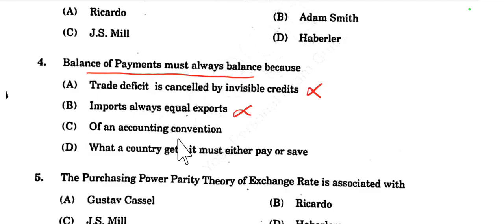Of an accounting convention, yes. In the accounting sense, balance of payment is always balanced, not in the practical sense. And what a country gets it must either pay or save. No, this is also not correct. So option C is the right choice for question number 4.